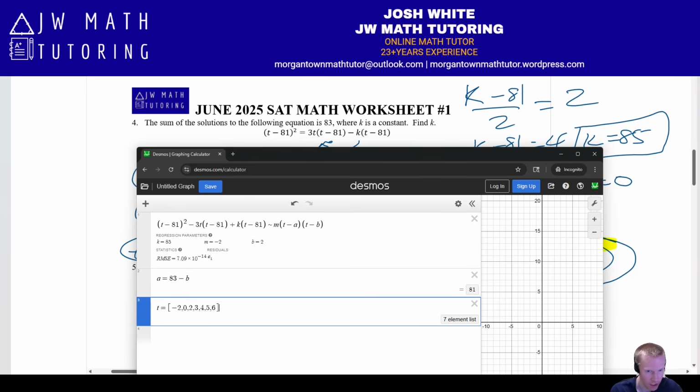It is 85. Okay? And basically, that's it. That's all you have to do in Desmos to solve this problem, and we can move on to the next one.